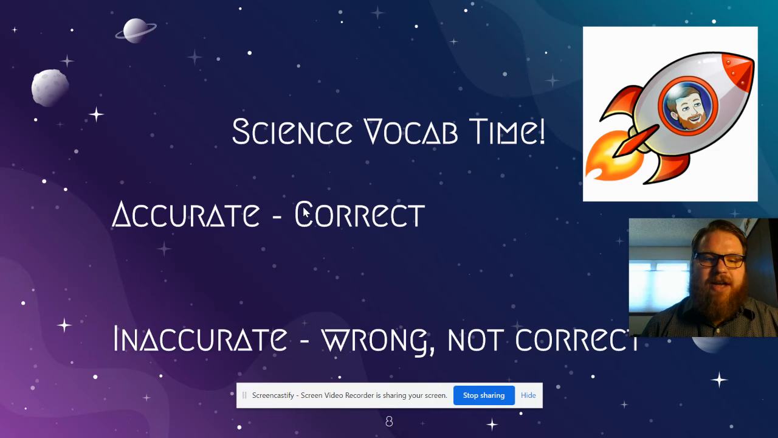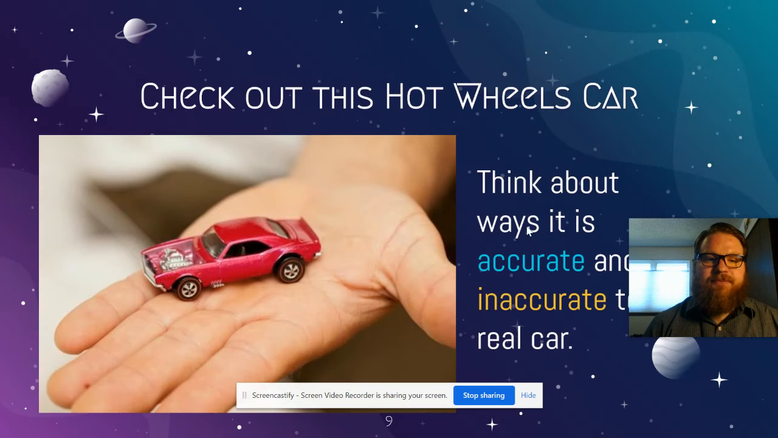All right. You should have accurate is correct. It is something that is correct or very close to being correct. Inaccurate is the opposite of that. It means it's not accurate. It's wrong. It's not correct. You need to have these vocabs in your document.